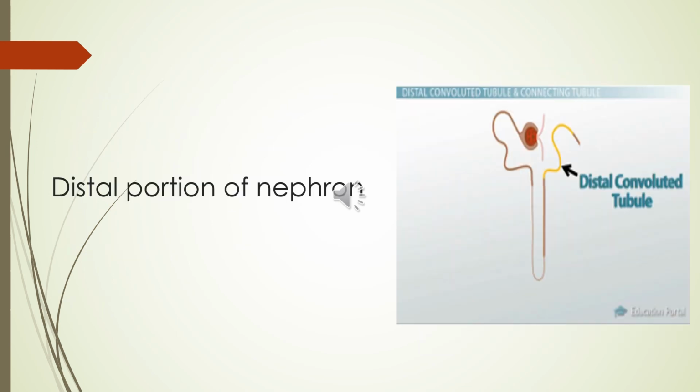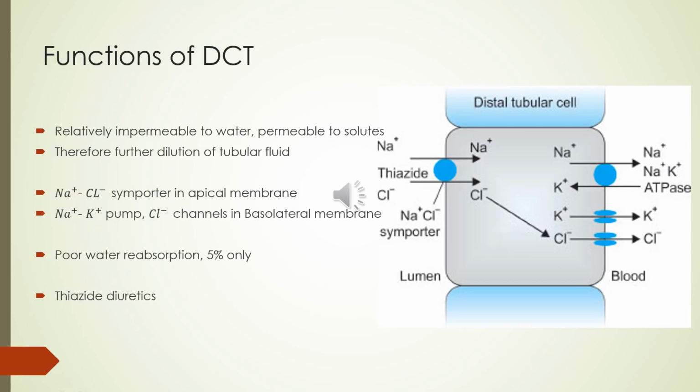Next comes the functions of the distal portion of the nephron, which includes the distal convoluted tubule and collecting duct. The functions of the distal convoluted tubule: the distal convoluted tubule is actually an extension of the thick ascending limb of the loop of Henle. Hence, physiologically they resemble each other. That is, the distal convoluted tubule is relatively impermeable to water but permeable to solutes. So, as the solutes are being reabsorbed from the tubular fluid, it becomes further diluted.